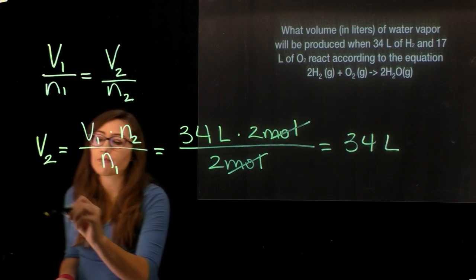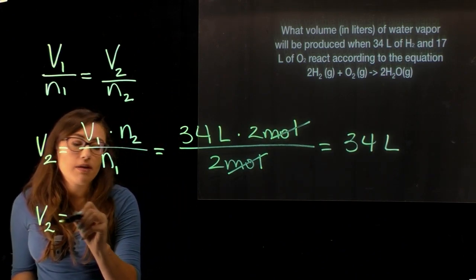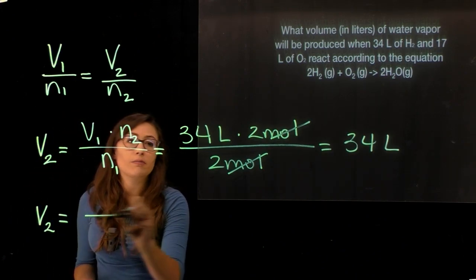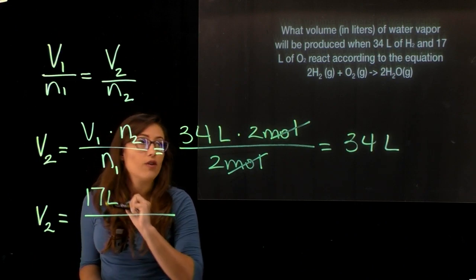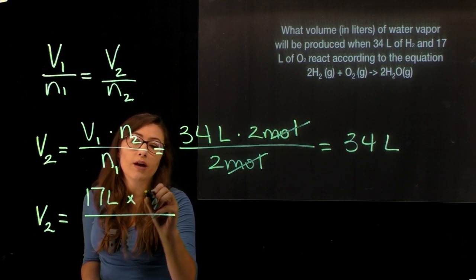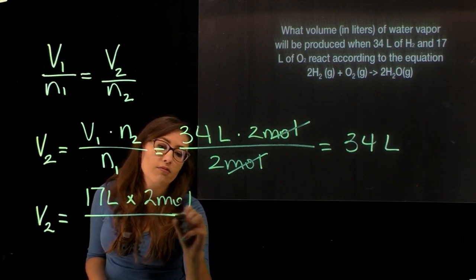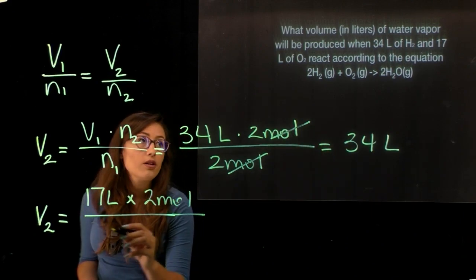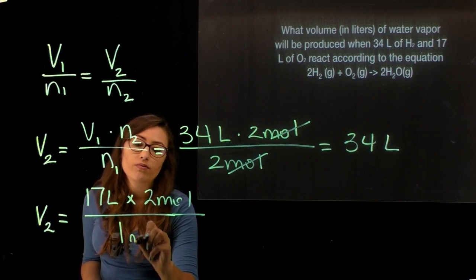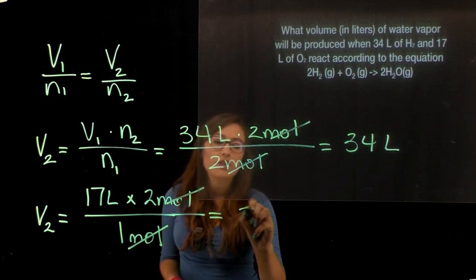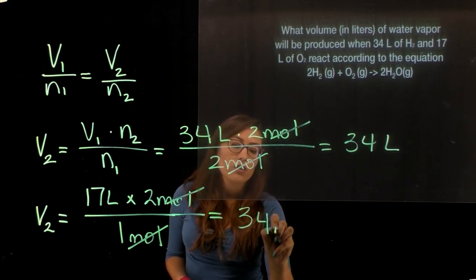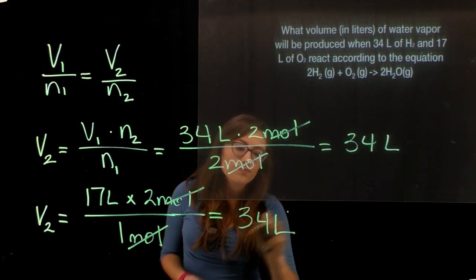Let's see what happens with respect to oxygen. So my final volume is going to be equal to 17 liters, that's my initial volume I'm starting with, multiplied by 2 moles. This is the moles of my product, water vapor, divided by 1 mole of oxygen. Mole and mole cancel out, and I should be left with 34 liters.